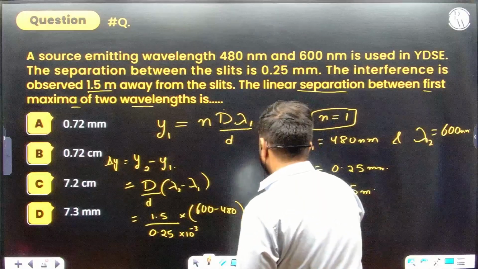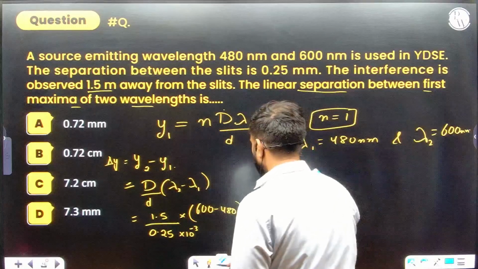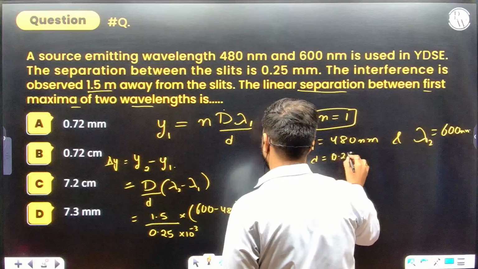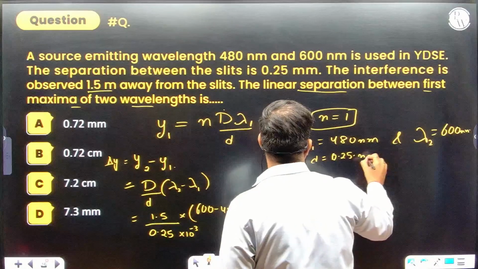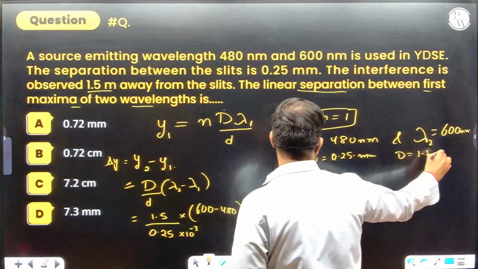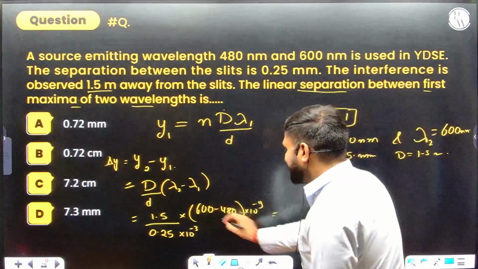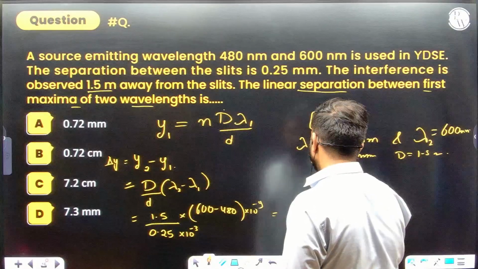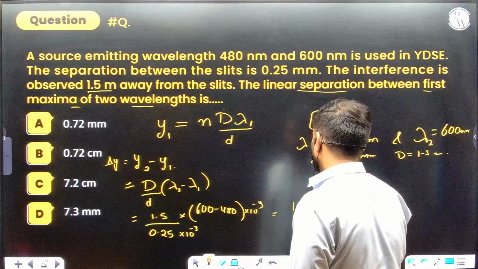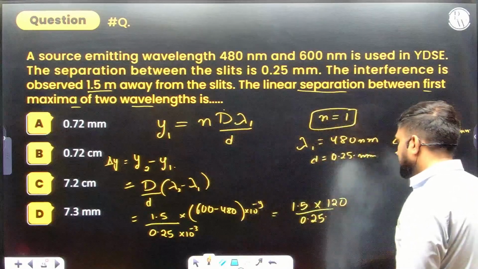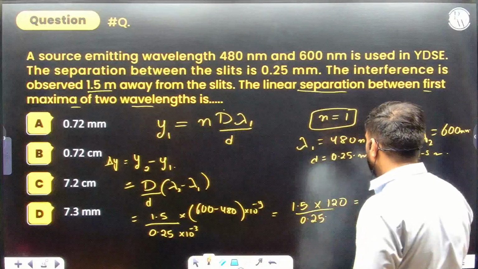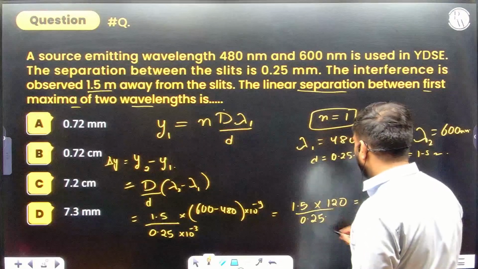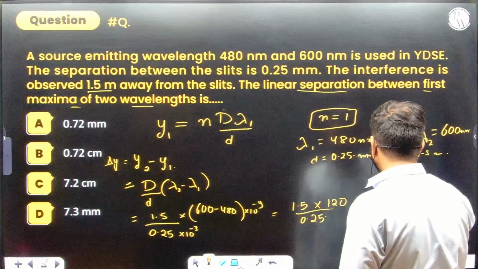Let's move it a little bit on this side. d here is 0.25 and capital D was 1.5. Just writing it here. So 600 minus 480 is 120. So 1.5 into 120 into 0.25. Let's just simplify it. If I take this 0.25 above, then 4 into 1.5 will be 6, into 120.